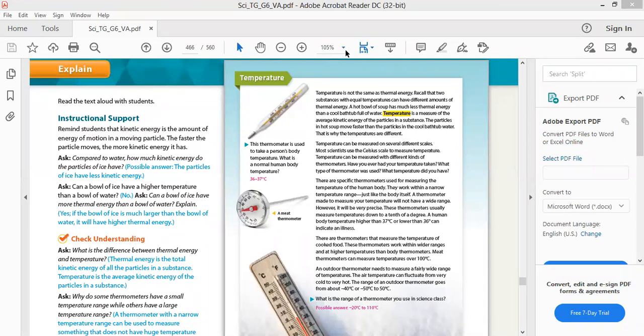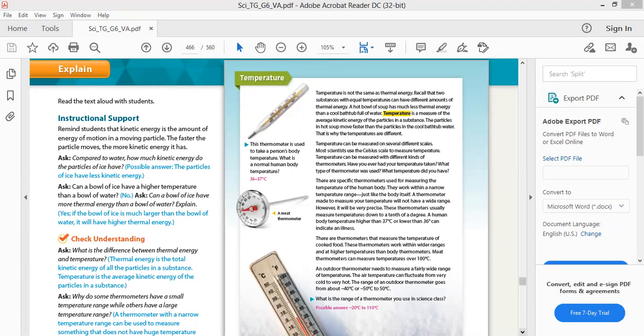Okay, so we said that a temperature can be measured on several different scales, the Fahrenheit or Celsius degree, depending on the country and which scale they use. But they are all the same. And we have different kinds of thermometers, like the one you see here. We use it to measure the temperature of the person's body. This type of thermometer has a narrow range, meaning only from 35 to 42, while other thermometers have a wider range, like thermometers for cooked food and outdoor thermometers.